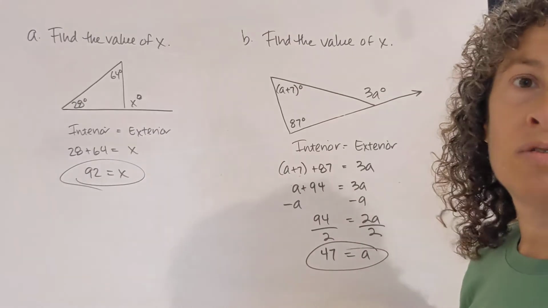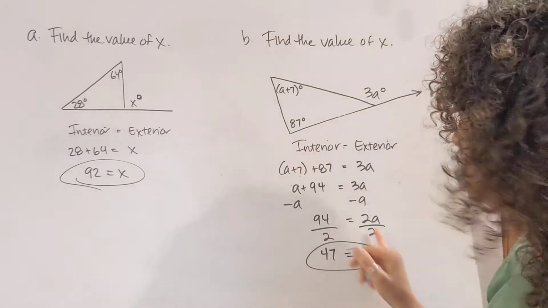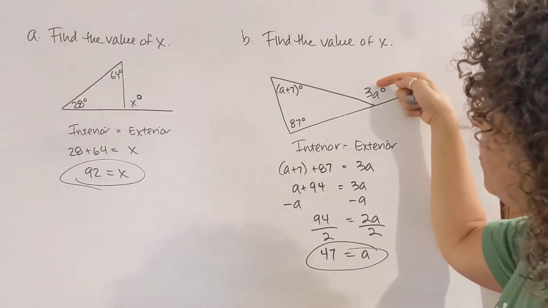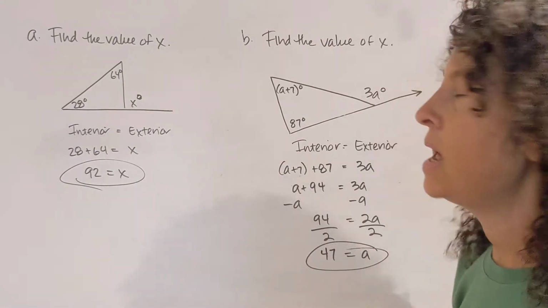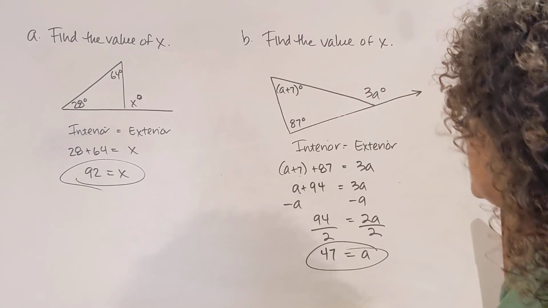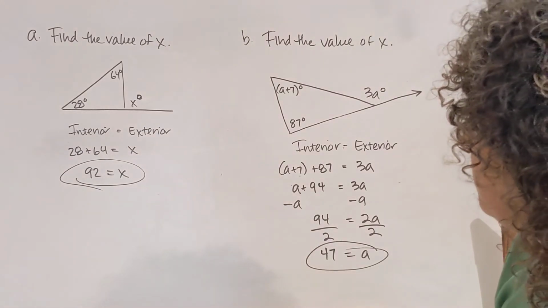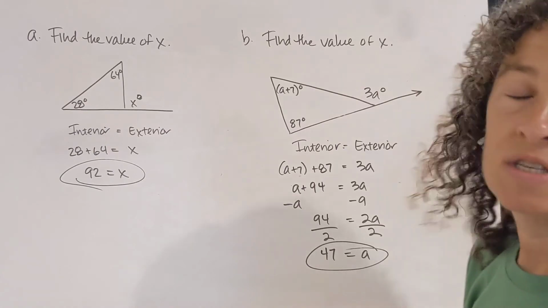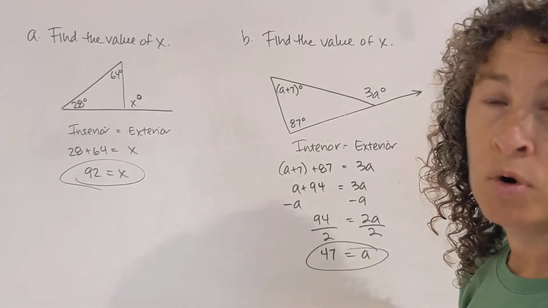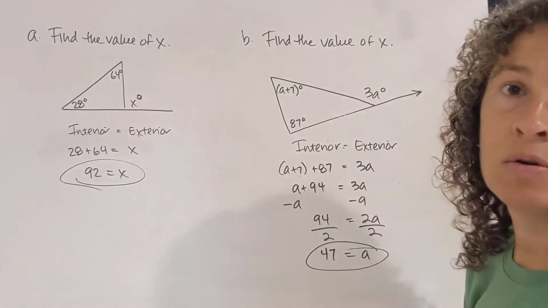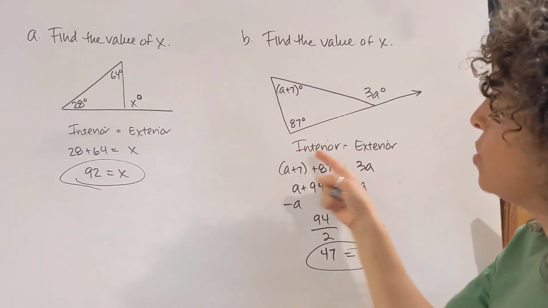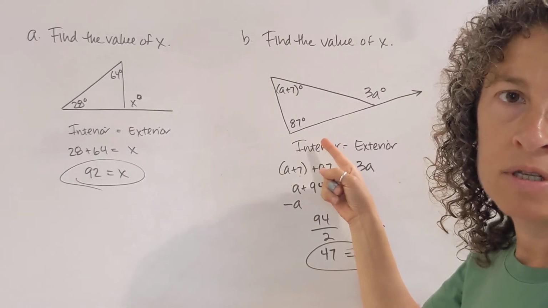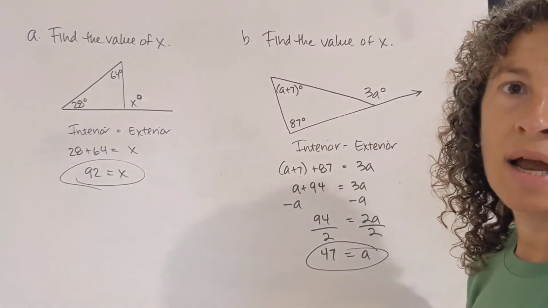They only wanted to know the value of a, not x. They only wanted to know the value of a. But if they asked me the measure of the angle, then I would go back and say, well, what is 3 times that a? So in this case, since a was 47, 3 times 40 would be 120. 3 times 7 would be 21, so 141 would be the measure of my exterior angle. So again, triangles, the two non-adjacent interior angles, their sum is equal to the exterior angle.